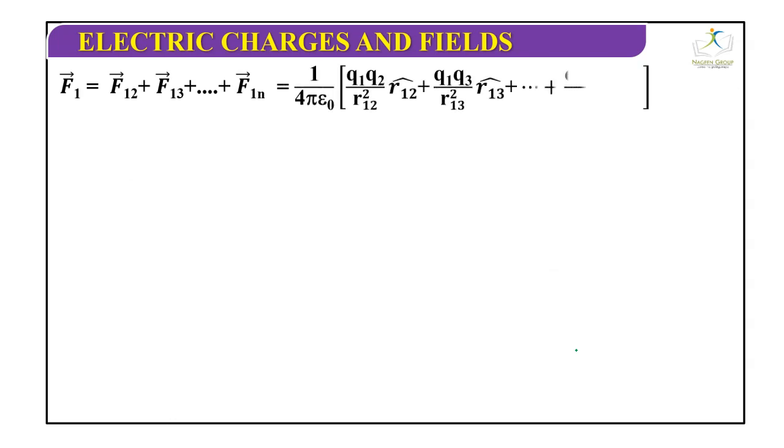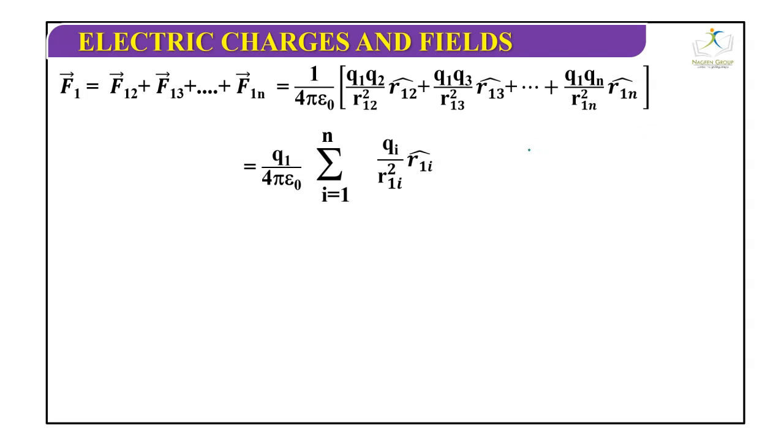1 by 4 pi epsilon naught is common in all the factors. So the inside term will be Q1 Q2 divided by R12 square, R12 cap, plus Q1 Q3 divided by R13 square, R13 cap, up to Q1 Qn divided by R1n square, R1n cap. So we can use here the sigma.